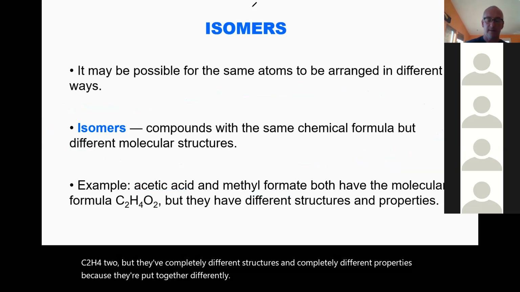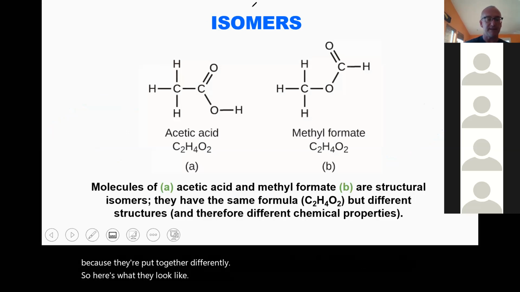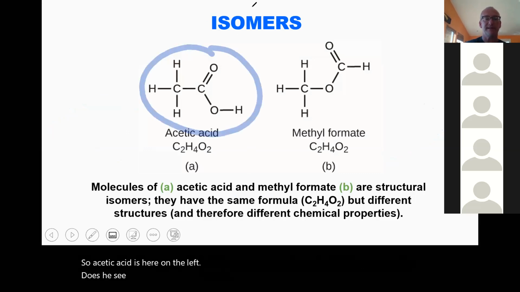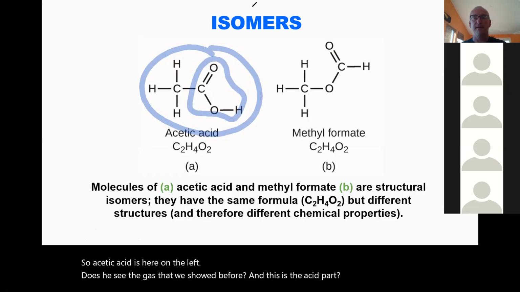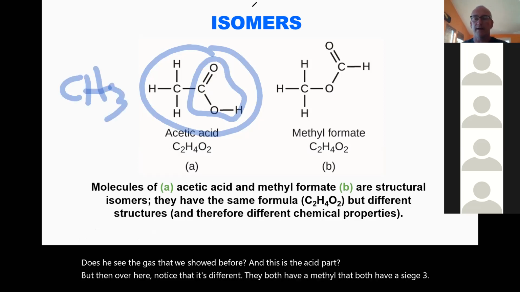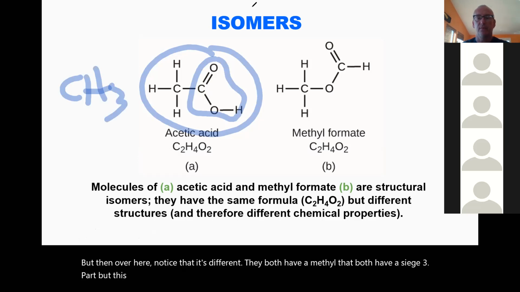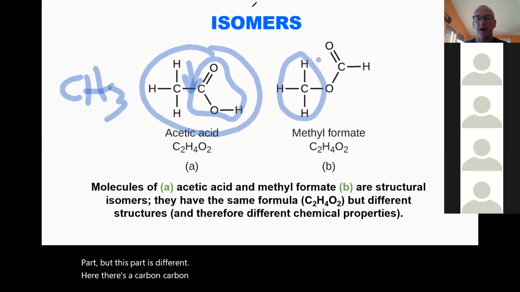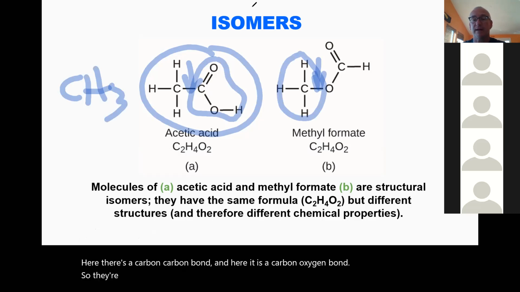So here's what they look like. Acetic acid is here on the left. This is the acetic acid we showed before, and this is the acid part. And then over here, notice that it's different. They both have a methyl, they both have a CH3 part. But this part is different. Here there's a carbon-carbon bond, and here there's a carbon-oxygen bond. So they're different molecules entirely, with different chemical properties. So we call those isomers.